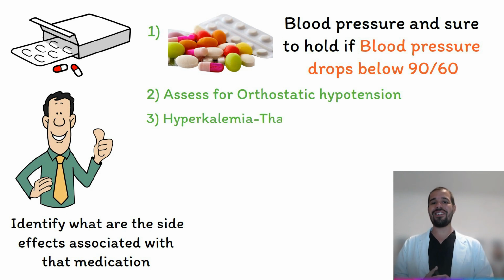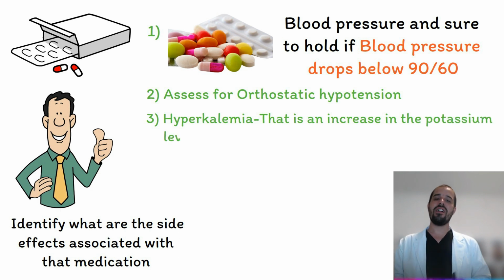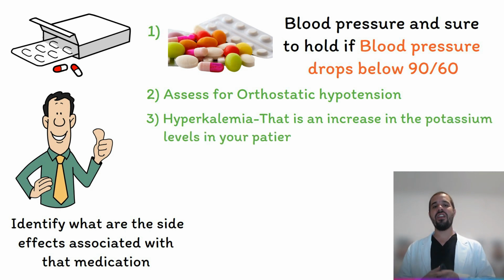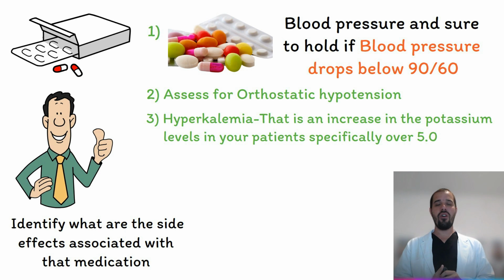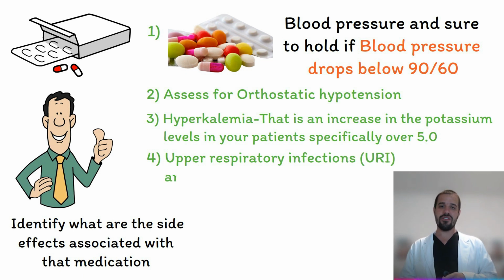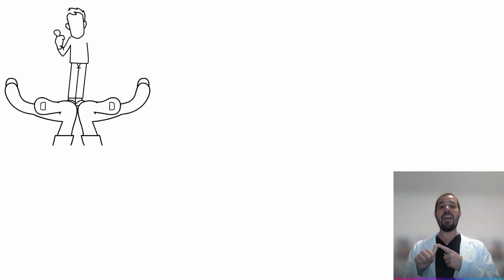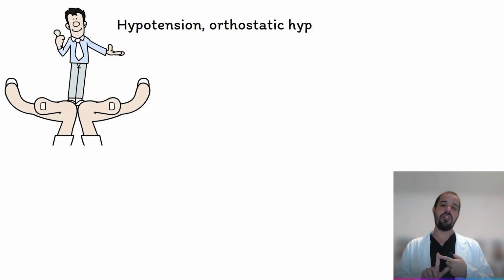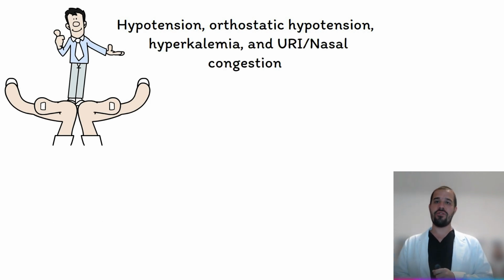A very specific sign and symptom to ARBs is that these medications can cause hyperkalemia. That is an increase in the potassium levels in your patients, specifically over 5.0. The last side effect I would like you guys to take note of is the potential to cause upper respiratory infections and nasal congestion. This is a very specific sign and symptom to your ARBs. So to recap, hypotension, orthostatic hypotension, hyperkalemia, and nasal congestion and upper respiratory infections.